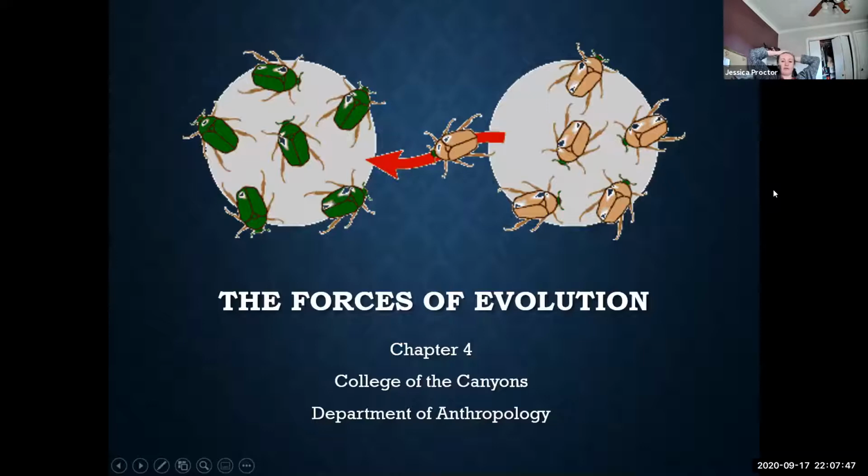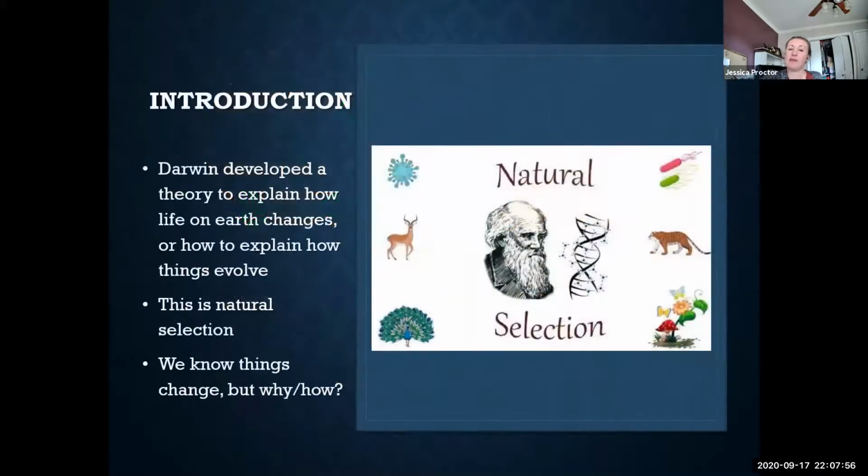All right, so the forces of evolution are essentially natural selection, mutation, gene flow, and genetic drift. Also sexual recombination that happens during meiosis that we learned about in chapters 2 and 3. Darwin developed a theory to explain how life on Earth changes, or how things evolve. His theory was evolution via natural selection. He didn't exactly understand the other forces, but now we're starting to understand them more in depth.